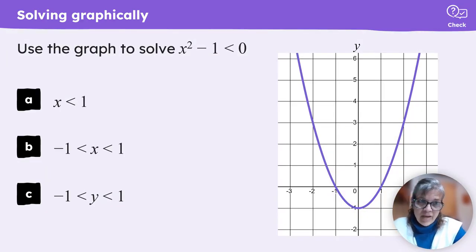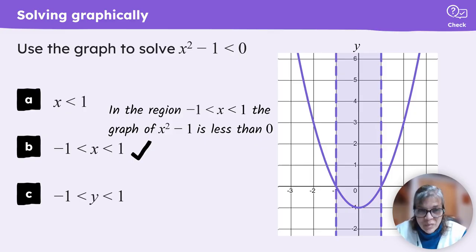Here's another graph. If I have this graph, x squared minus 1 is equal to y. Now, can you solve this inequality? If I say x squared minus 1 is less than 0, which answer would you pick? Okay, did you pick? Hopefully you picked B. You can see that the region minus 1 up to 1 is where the graph is less than 0, where the line dips down below the line y equals 0.